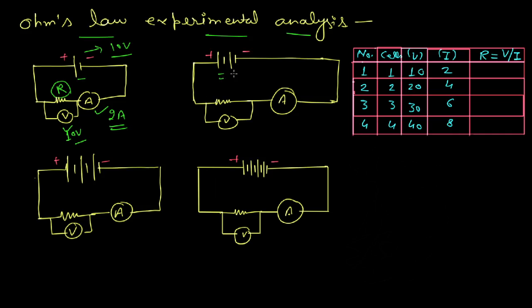In the second case, we have increased the number of cells. Now we are using 2 cells instead of 1. So the potential difference across the ends of the resistance will be 20 volt, and the current is increased, now 4 ampere.